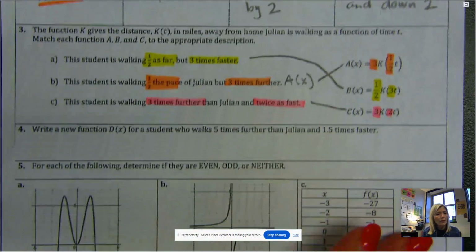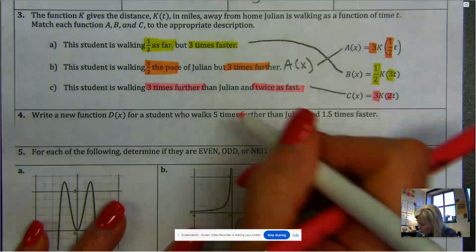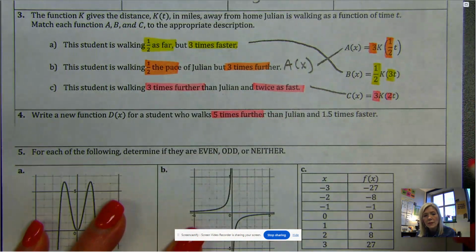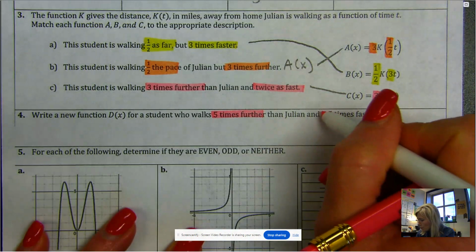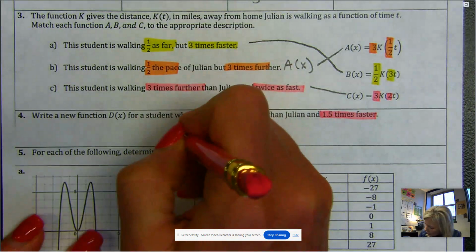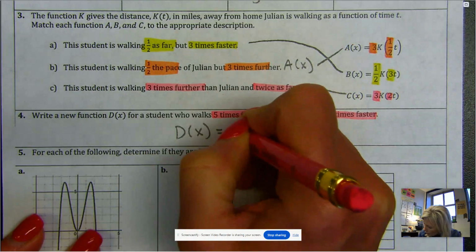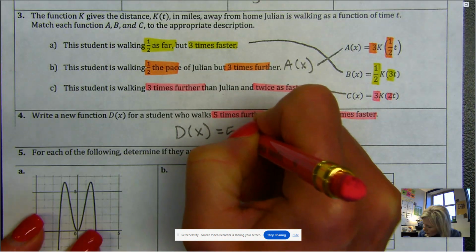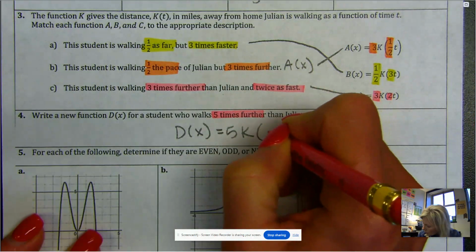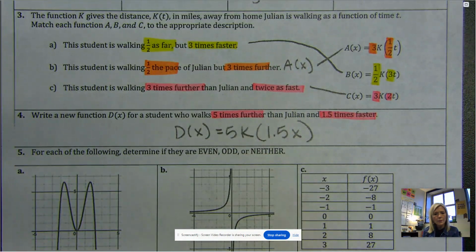Okay, and then write a new function d of x for a student who walks 5 times further and 1.5 times faster. So 5 times further, that's going to scale the output. 1.5 times faster, that will scale the input. So d of x equals 5 of 1.5x.